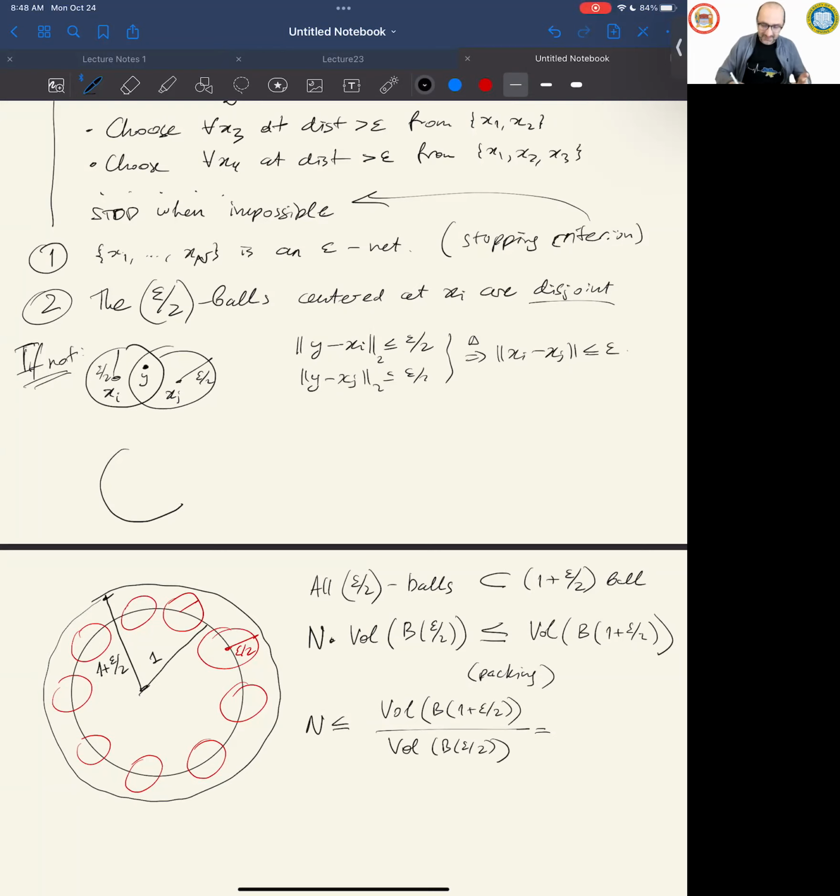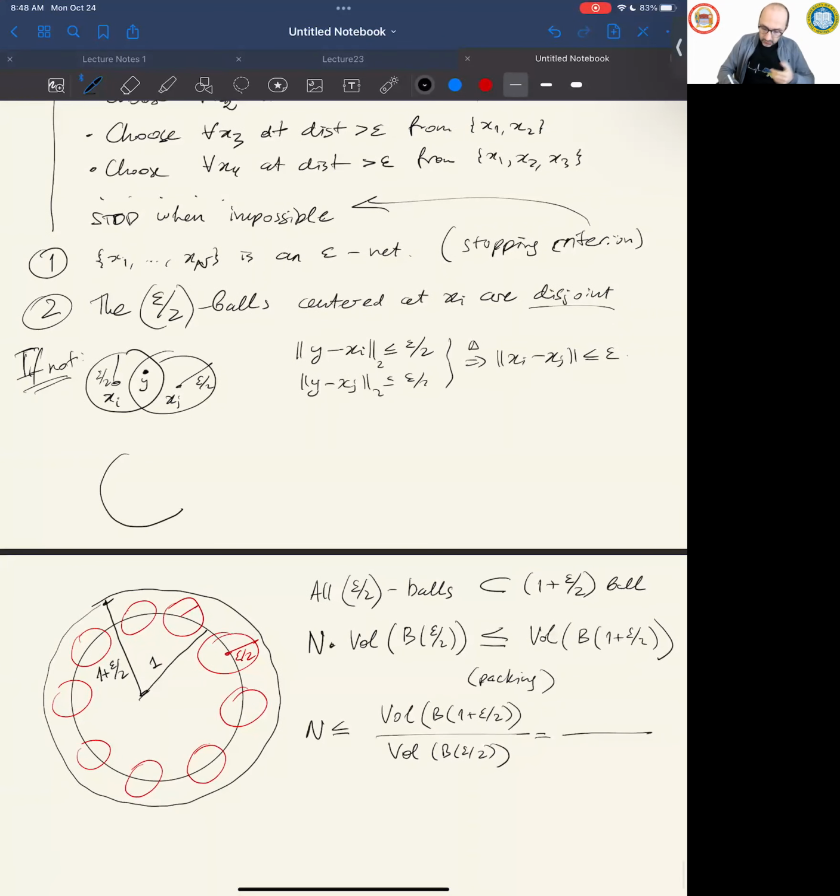Good, and that's it. We know how the volume scales. You take something and multiply it by, let's say, 3, and in dimension d the volume multiplies by 3 to the d. And here we multiply by 1 plus epsilon over 2, so it scales like this. And here we multiply the unit ball by epsilon over 2, so it scales like this. And we're done. This is 1 plus epsilon over 2, to the d.